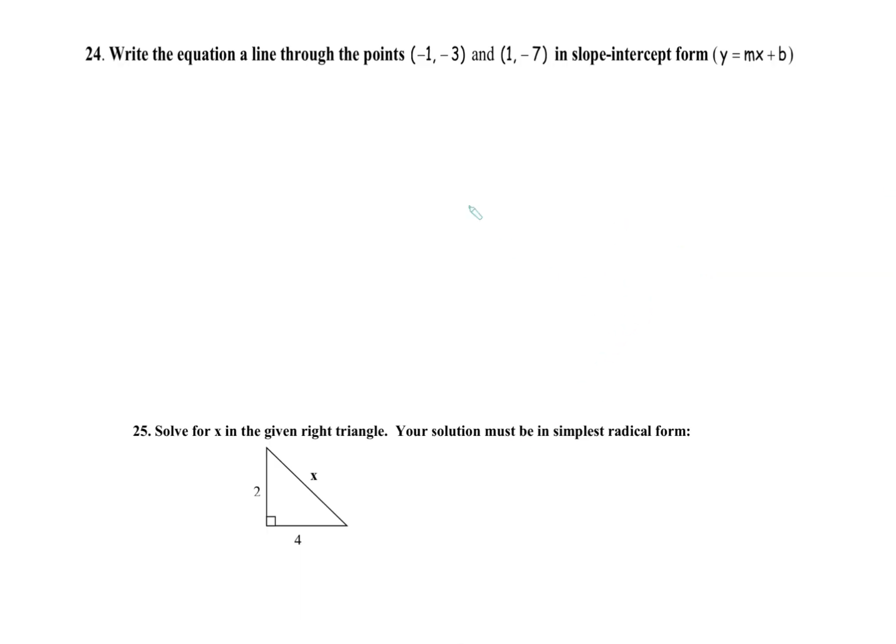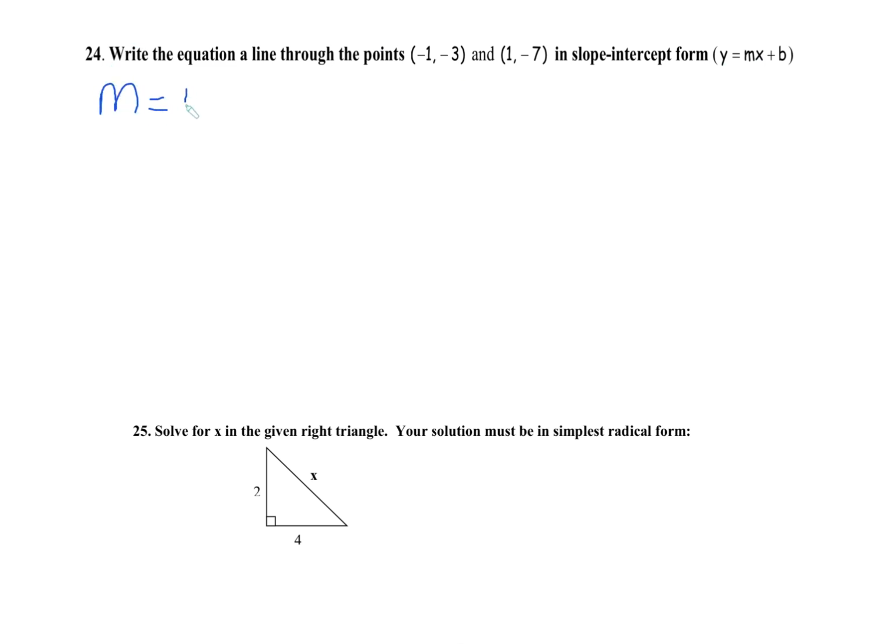Okay, last question. 24 is a new addition, so we must write the equation of the line through the points -1, -3, and 1, -7 in slope-intercept form. So your first step, we don't know our slope. We were given 2 points, so we're going to find the slope.